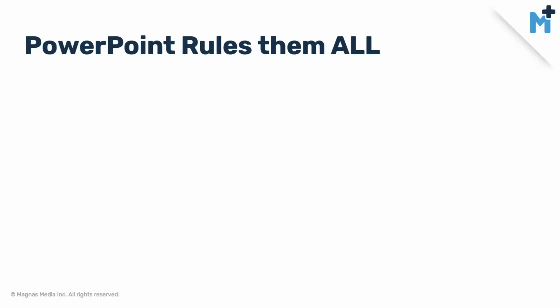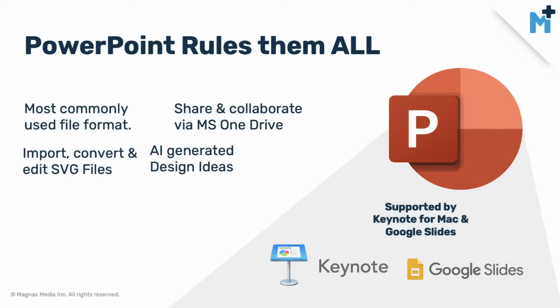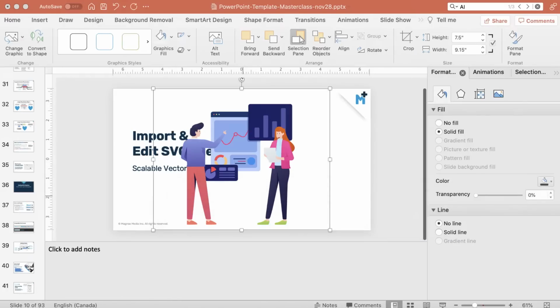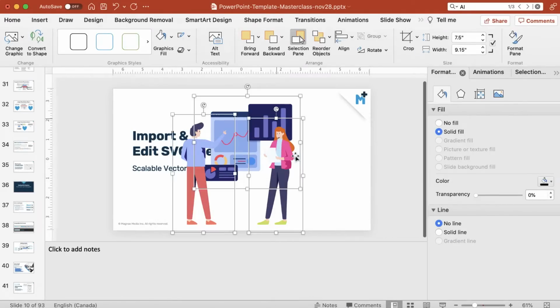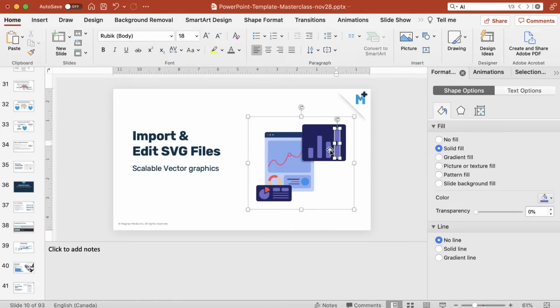But the good news is that PowerPoint is the universal file format for presentations. Which means if you set up your template correctly, you can import it into Keynote for those who are using a Mac or into Google Slides, and your file will still work. PowerPoint is also the only presentation tool that allows you to import scalable vector graphics, also known as SVG, and edit them directly on your slides. And that's why, in my opinion, PowerPoint still rules them all.